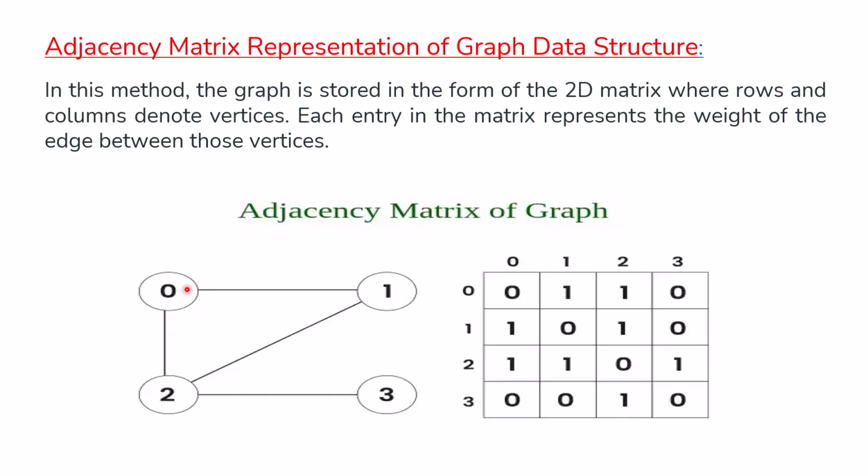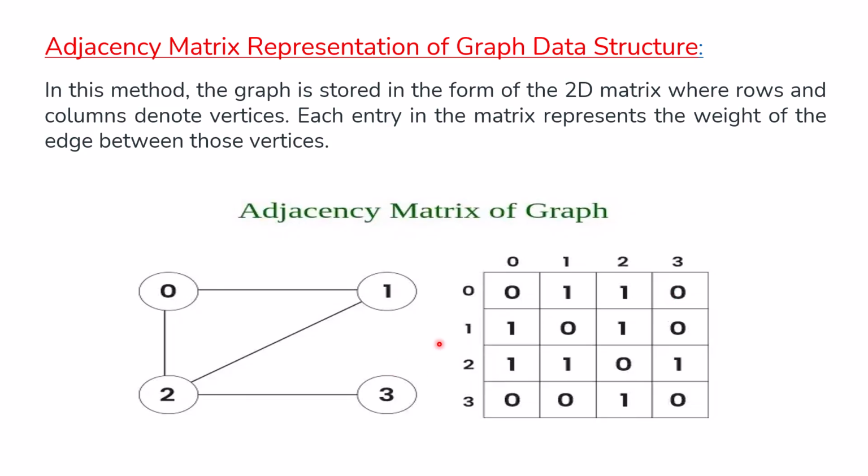0 to 0, there is no edge, right? So that's 0. Okay, 0 to 1. There is an edge, right? 0 to 1, yes, it is represented with 1. 0 to 2. There is an edge, right? It is also 1. 0 to 3. Is there any edge? No, it will be 0.